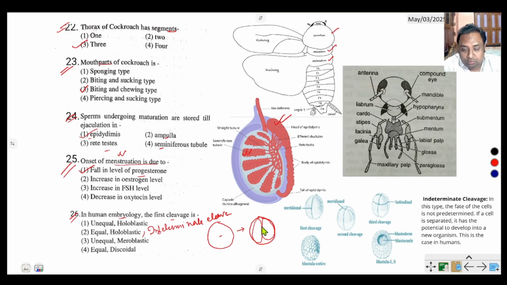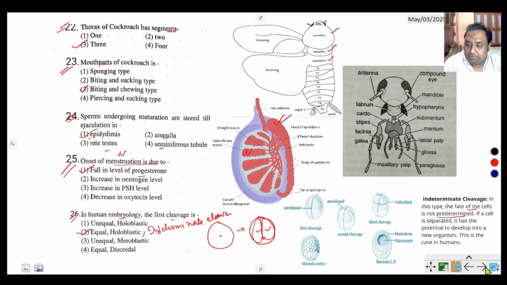Equal means 2 equal cells are produced. Holoblastic means the whole cell is separately divided. And indeterminate means the fate of the cell is not predetermined. So question 2 is the correct answer.